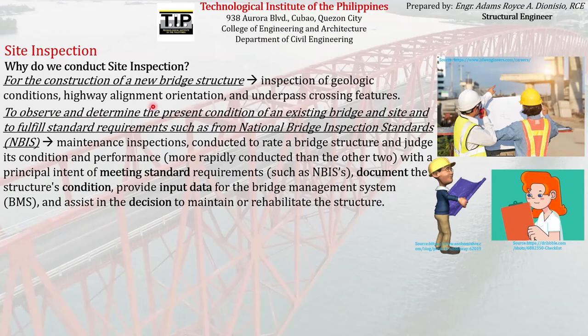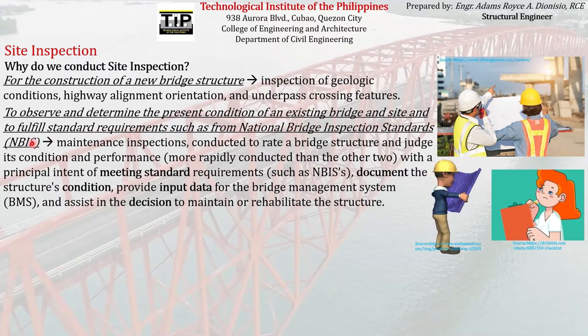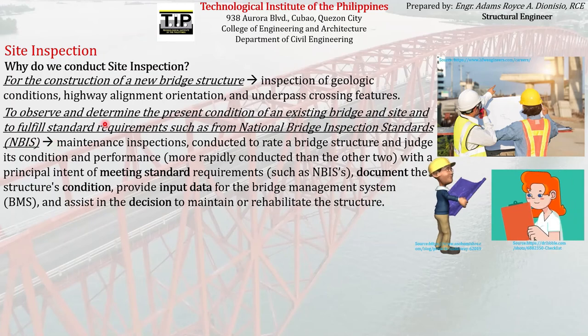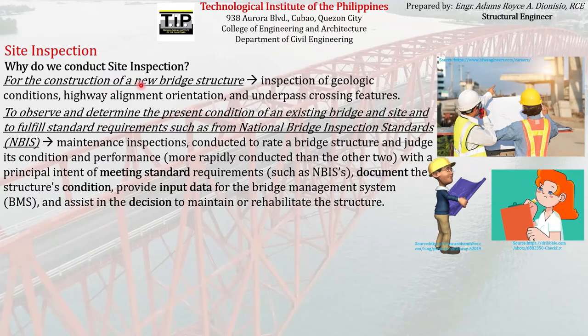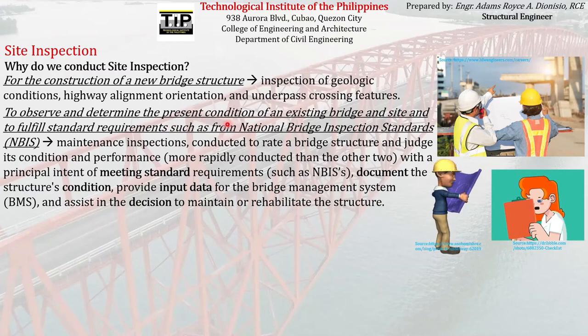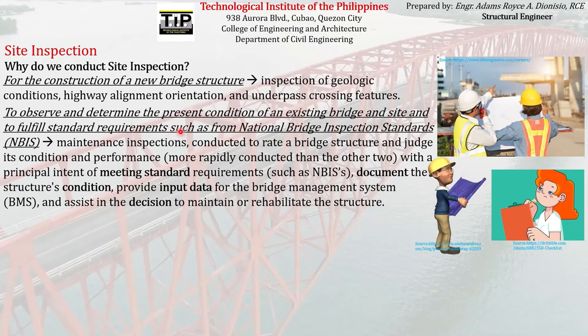Another reason why we conduct site inspection is to observe and determine the present condition of an existing bridge and site, and to fulfill standard requirements such as the National Bridge Inspection Standards, or NBIS. So this is another reason why we conduct site inspection, and this is actually for the case of an existing bridge. For the first reason, we are dealing with a new bridge structure, but for this second reason, we are dealing with an existing bridge. So we are conducting site inspection to assess the present condition of an existing bridge, as well as to fulfill the standard requirements from a certain standard such as the National Bridge Inspection Standards or NBIS.